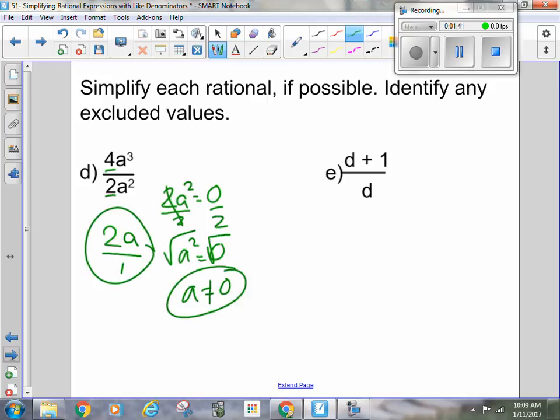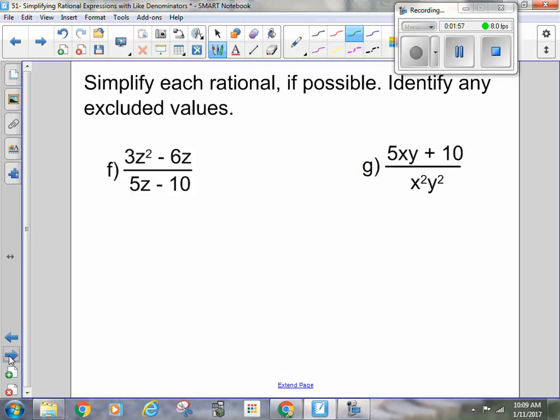Okay, if you look at E, we absolutely cannot just cross out the d's. It's because of that plus 1. So we can't simplify this any further. So that is as simplified as it is. And we say d cannot equal 0. Okay, so same directions here for F and G.